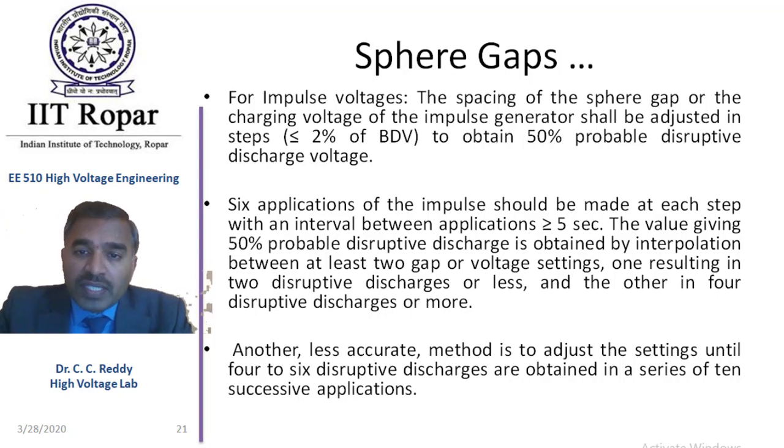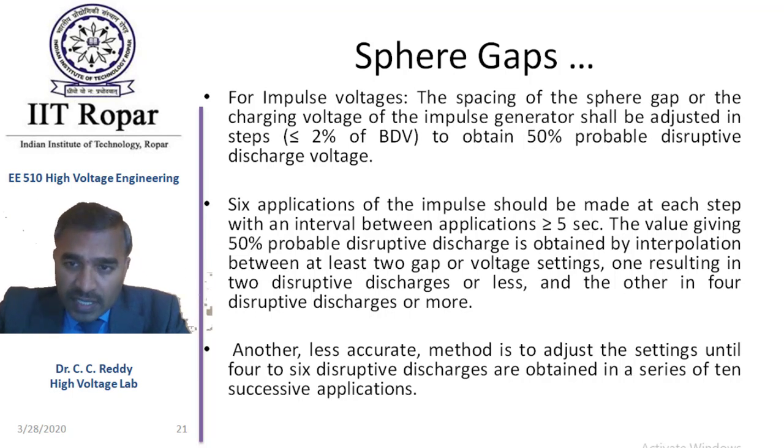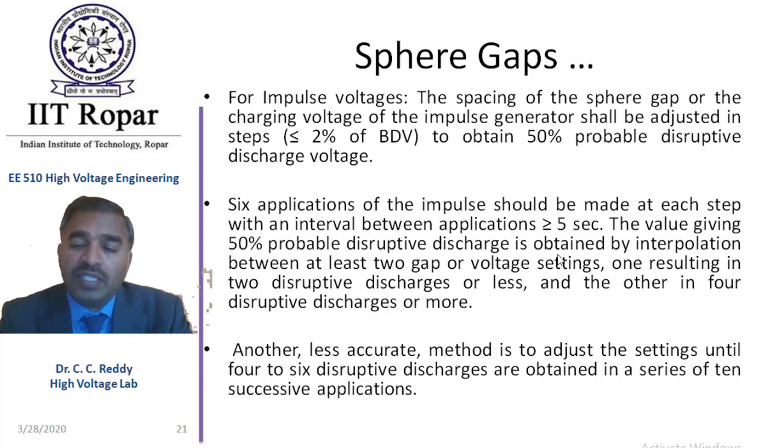So, you apply the same voltage 6 times and note down how many times it broke, or how many times the disruptive discharge occurred. Now, the value giving 50% probable disruptive discharge voltage is obtained by interpolation between at least 2 gap or voltage settings, one resulting in 2 disruptive discharges or less, and the other in 4 disruptive discharges or more.